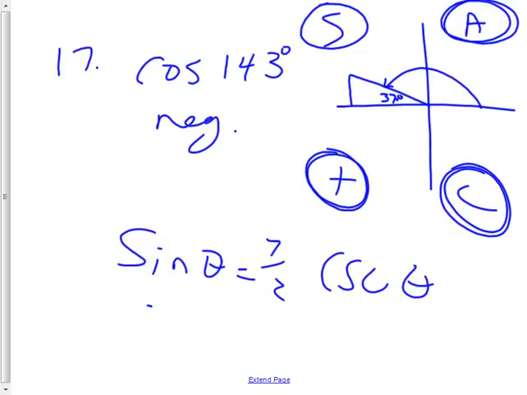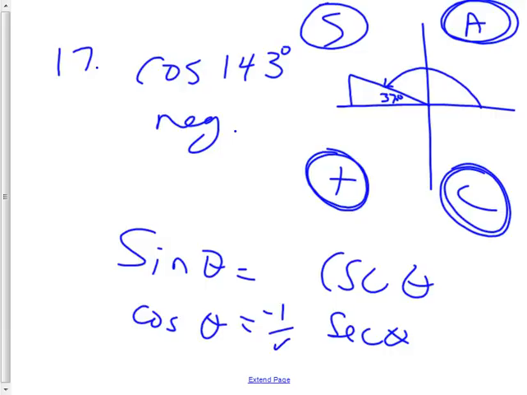So if I have secant, cosine of theta is like a negative. If cosine of theta is a negative, I know right away that the other one that goes with cosine, which is secant, has got to be negative. Because if this is like negative 1 over root 2, then this one's got to be root 2 over negative 1.